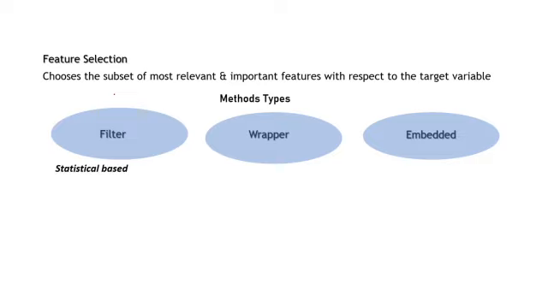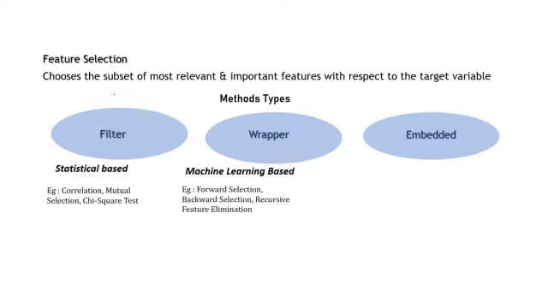Filter basically uses statistical measures to select features. An example would be correlation, mutual information, chi-square test. Wrapper uses a machine learning model to evaluate subsets of features and select the best performing ones. The examples would be forward selection, backward selection, recursive feature elimination. And you have embedded, where feature selection is built into the model training process. An example would be lasso regression, decision tree feature importance, and so on.